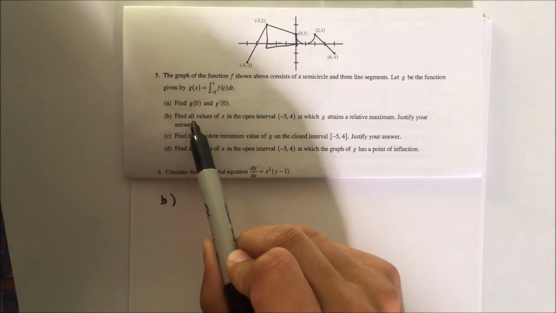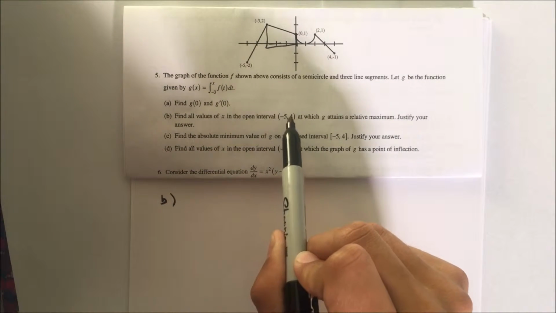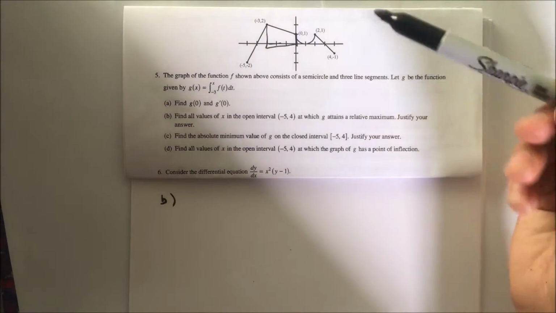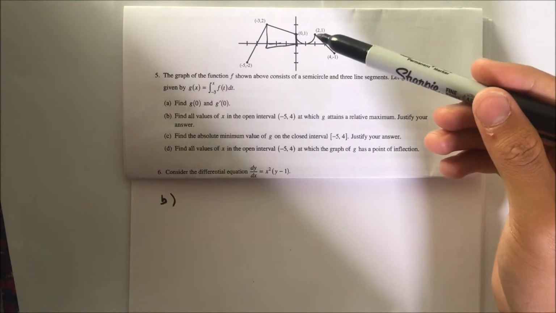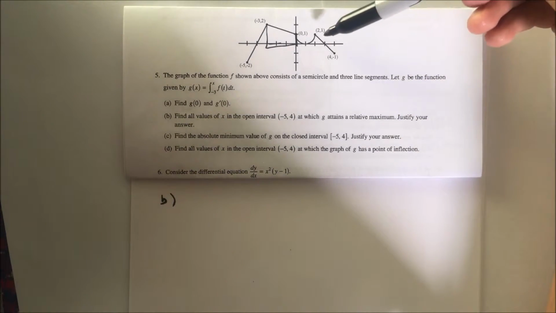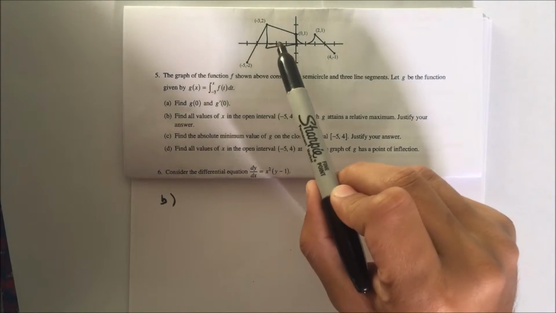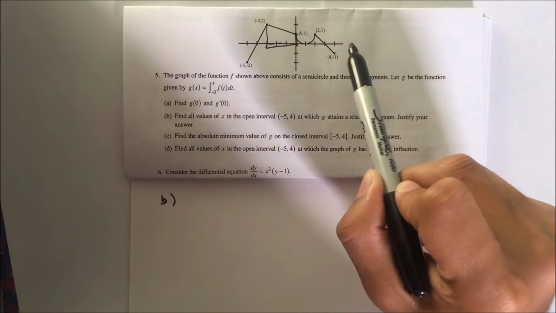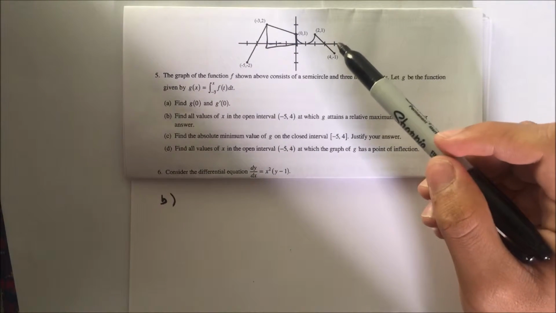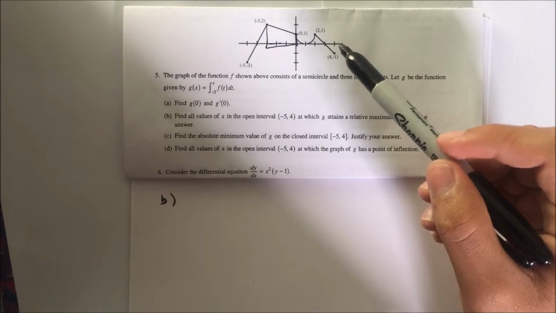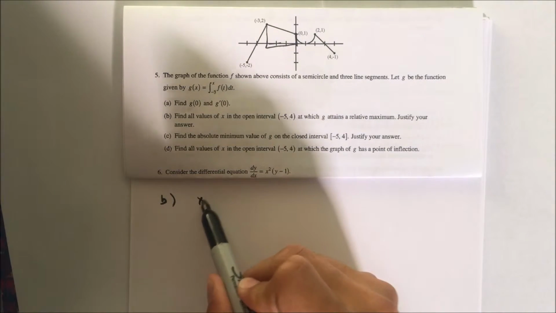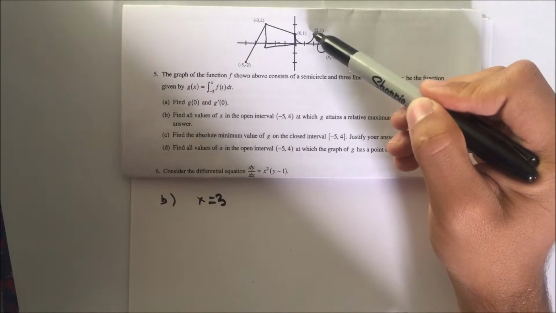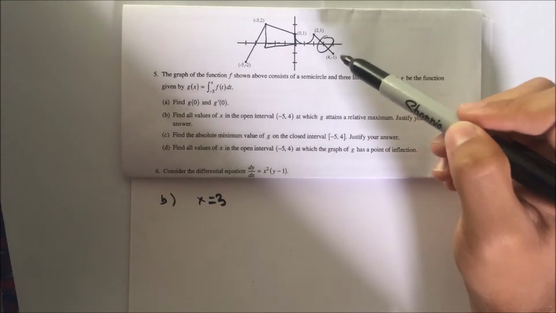So for part B, it's asking find all values of x in the open interval -5 to 4 at which g attains a relative maximum. Justify your answer. So when looking for relative maximums, since you have the original function, you'll have to look at a part where the graph shifts from positive to negative, and at this it is x equals 3, because over here we can see that it changes from positive to negative.